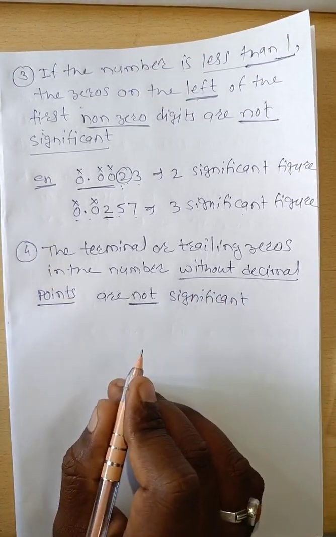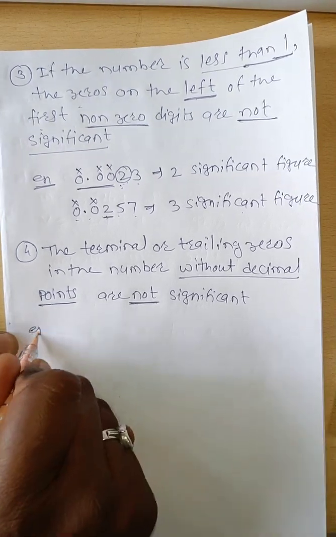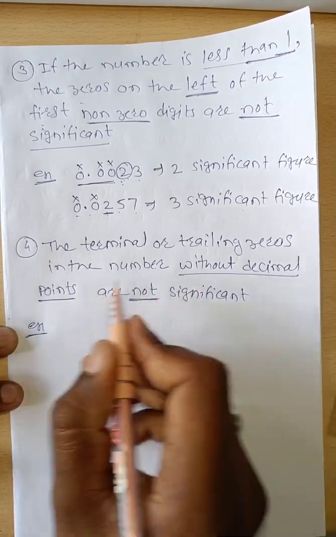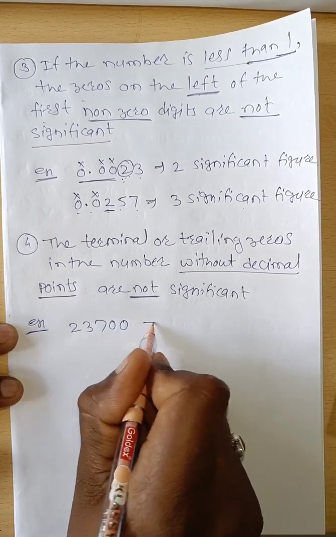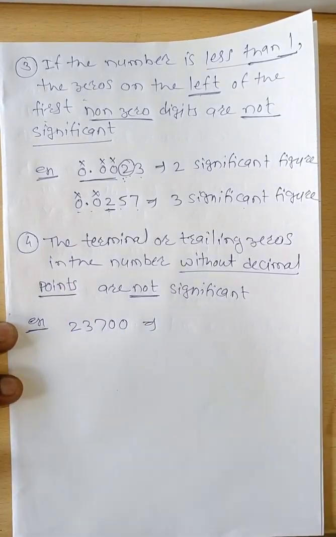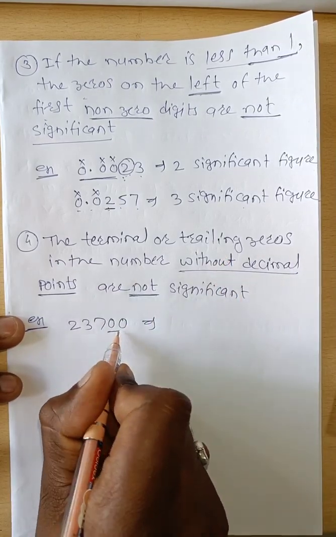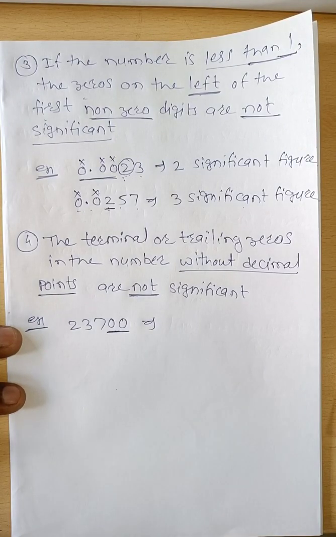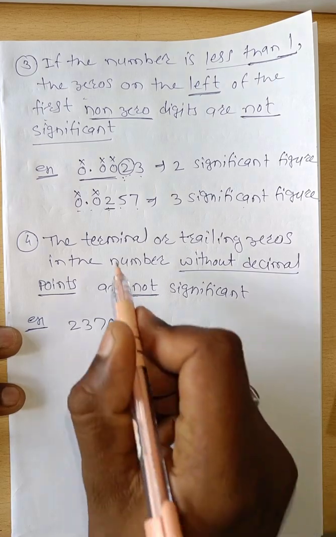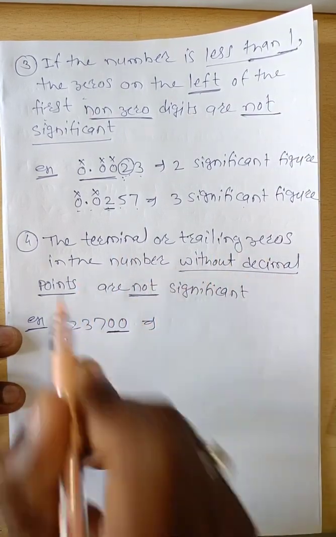Now what is meant by trailing or terminating zeros? Suppose, for example, 23700. In that case, terminating or trailing zeros means these end point zeros. The right-hand side zeros are known as terminating zeros or trailing zeros. Now, the terminal or trailing zeros in a number without a decimal point.